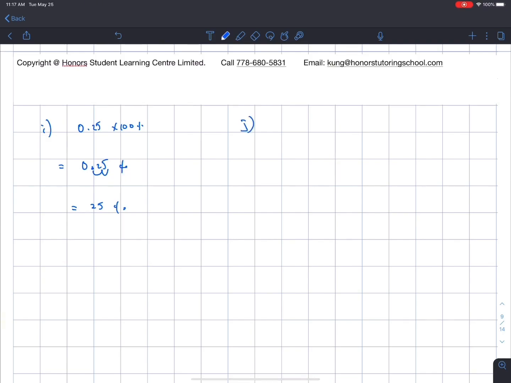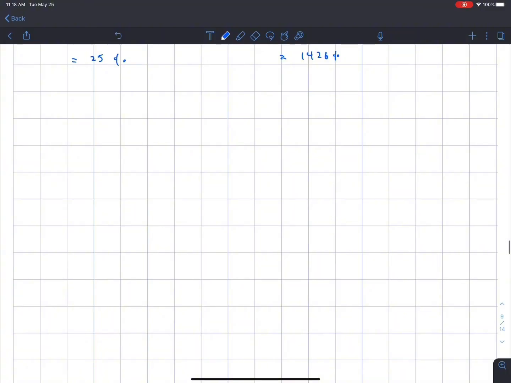J, 14.26 times 100%. We move the decimal point 2 to the right to get 1,426%. Okay, 1.426 times 100%. Move the decimal point 2 to the right, and we get 142.6%.